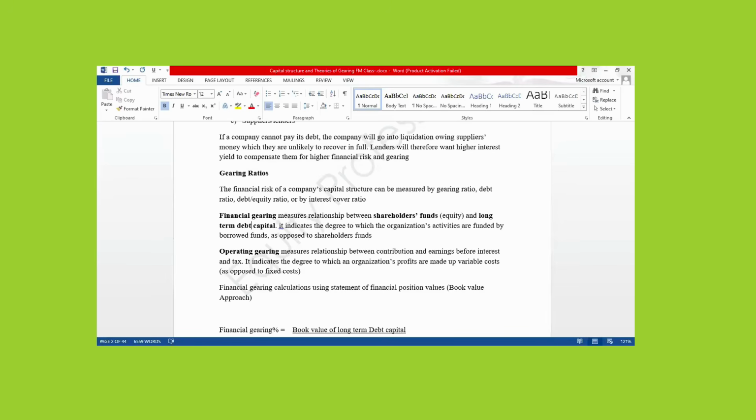Please note, financial gearing can be calculated using the book value approach, or you can calculate using the market value approach. Your book value approach is also called the statements of financial position value approach.